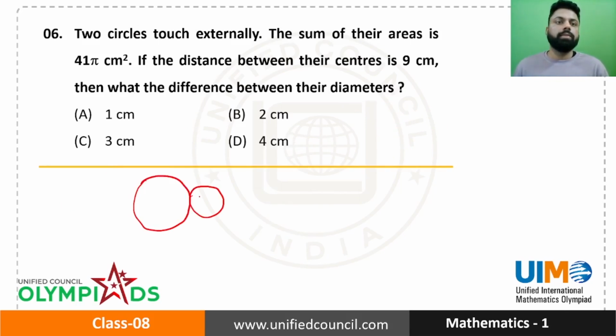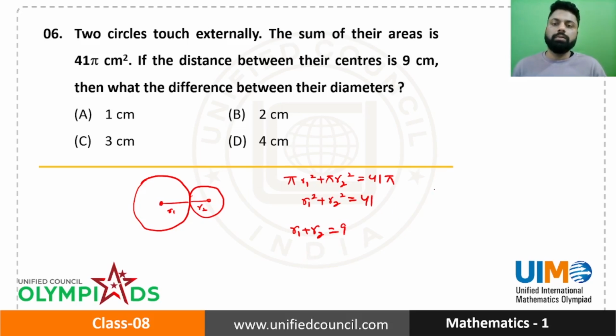Two circles touch externally like this. The sum of their areas. This is r1. This is r2. Pi r1 square plus pi r2 square is equal to 41 pi, or we can say r1 square plus r2 square is equal to 41. The distance between their centers is 9, so r1 plus r2 is 9. Find the difference between their diameters.